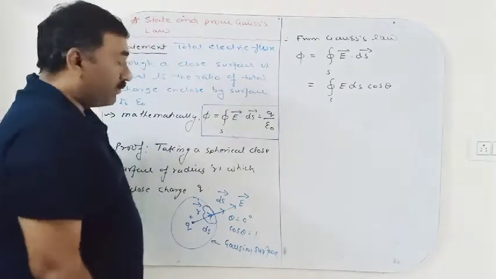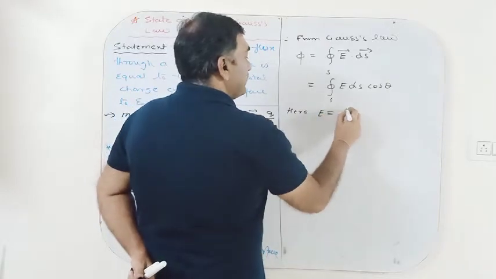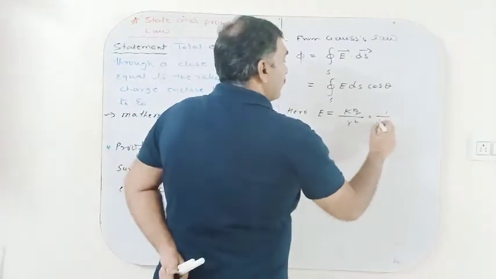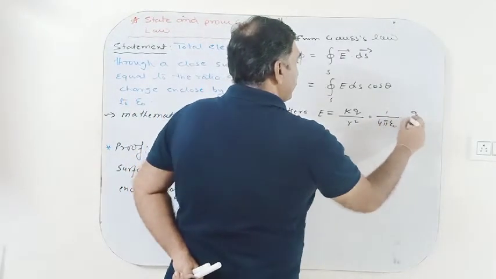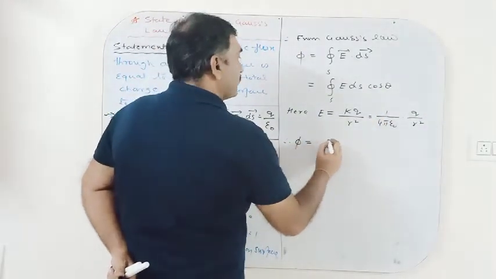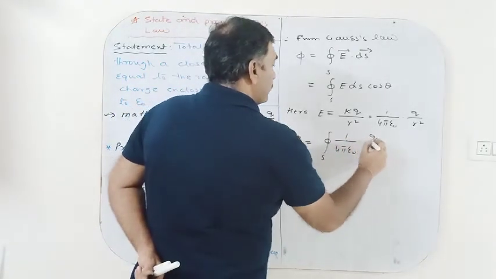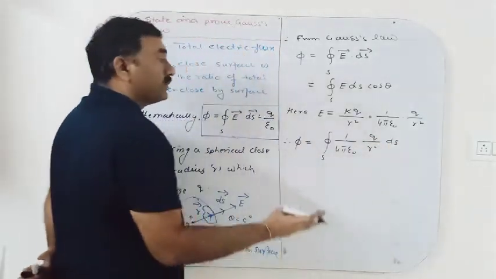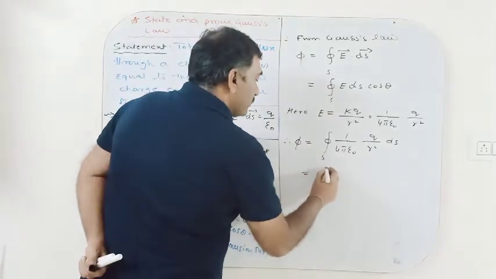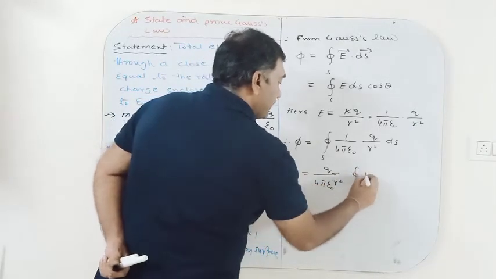But what is the formula for the electric field? Here E is equal to kq by r square, where k is 1 upon 4 pi epsilon 0, so E is q upon 4 pi epsilon 0 r square. Substituting, the flux becomes the surface integral of 1 upon 4 pi epsilon 0 times q upon r square into ds. All terms, q, 4 pi epsilon 0 and the radius of the sphere, are constant. So the flux is q upon 4 pi epsilon 0 r square times the surface integral of ds.